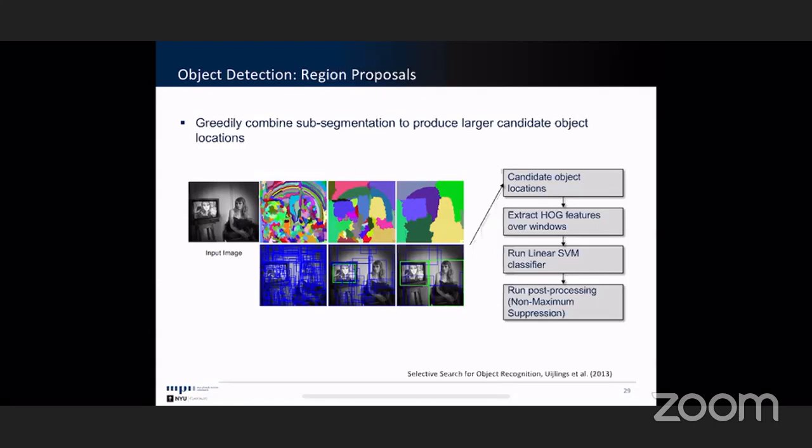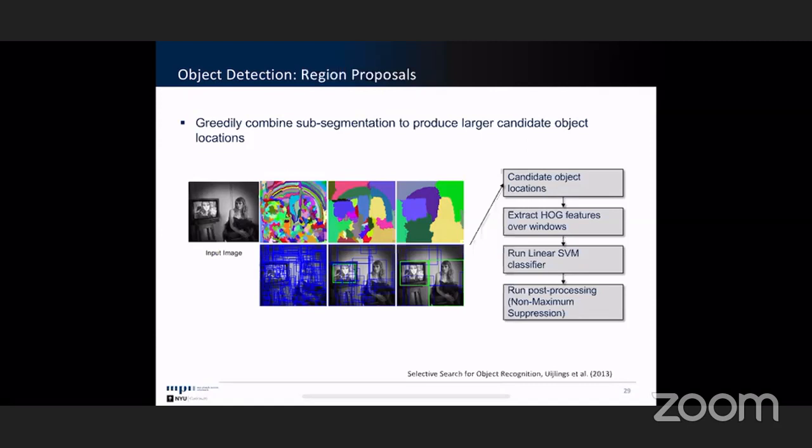This paper from 2013, selective search, was trying to find some blobby regions in the image. It was essentially doing a greedy combination of sub-segmentations to produce larger candidate object locations. So it would do aggressive segmentation. You look at this first image here, and it will try to greedily combine, and it'll do it for certain iterations, and then we will have some blobs. So we will have blobs of small size in the first image, bigger size in the second one, and much bigger in the third one. With this, we're reducing the number of tentative boxes that we need to check. So now we have much fewer boxes, because we are only finding these blobby regions.